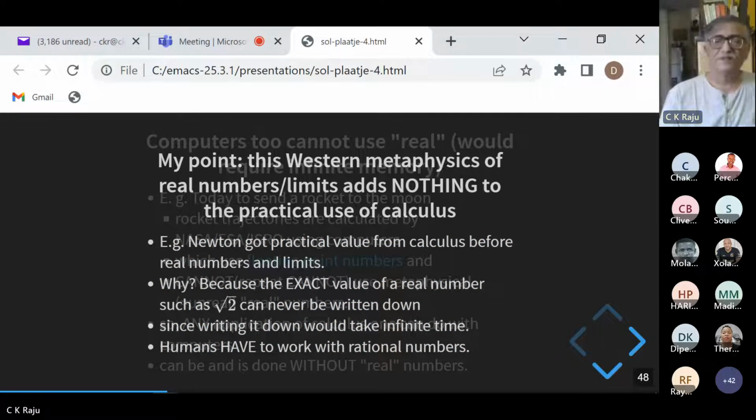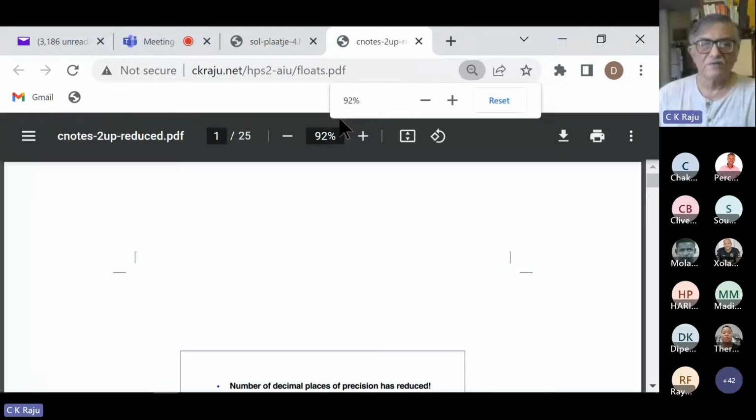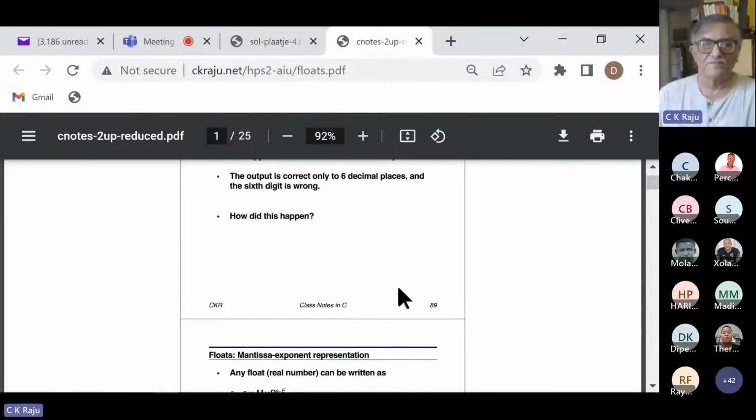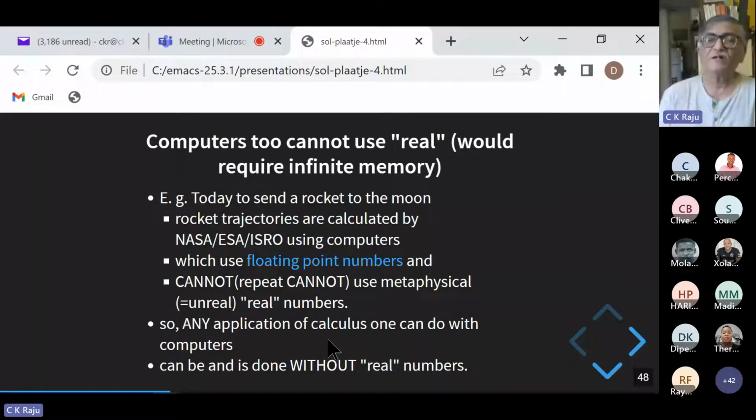Computers can't use it. See, for every practical problem today, supposing I want to send a rocket to the moon, I want to calculate the rocket trajectory. I do it using floating point numbers. These are from my class lectures in C. What is a floating point number? So here's the limit. You can go into that if you like. The point is a computer has finite memory, and therefore it uses base 2 or whatever you like, doesn't matter. It cannot use real numbers because they're a fantasy, and a computer can't share that fantasy.